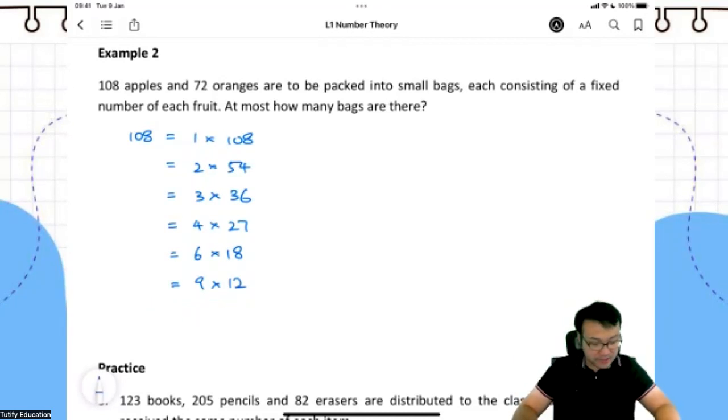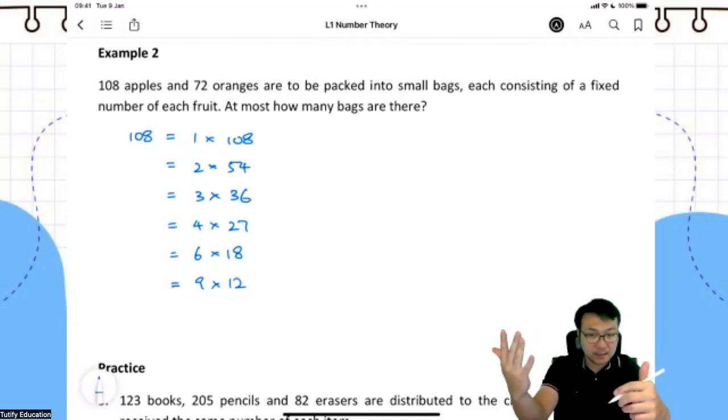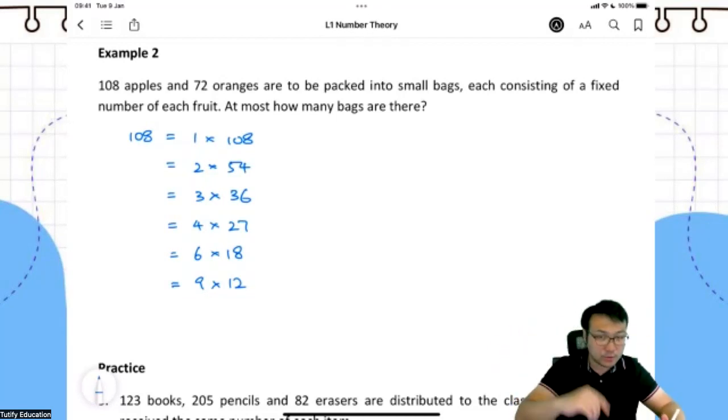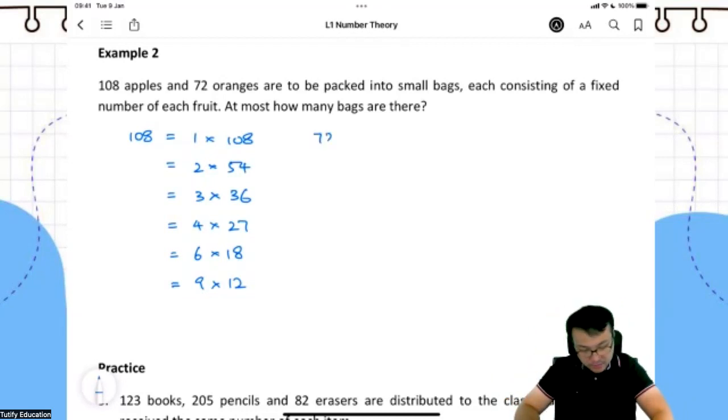So these are all the factors of 108. So what are the factors of 108? 1, 2, 3, 4, 6, 9, 12, 18, 27, 36, 54, 108. There are 12 factors of 108. Now let's take a look at the factors of 72.